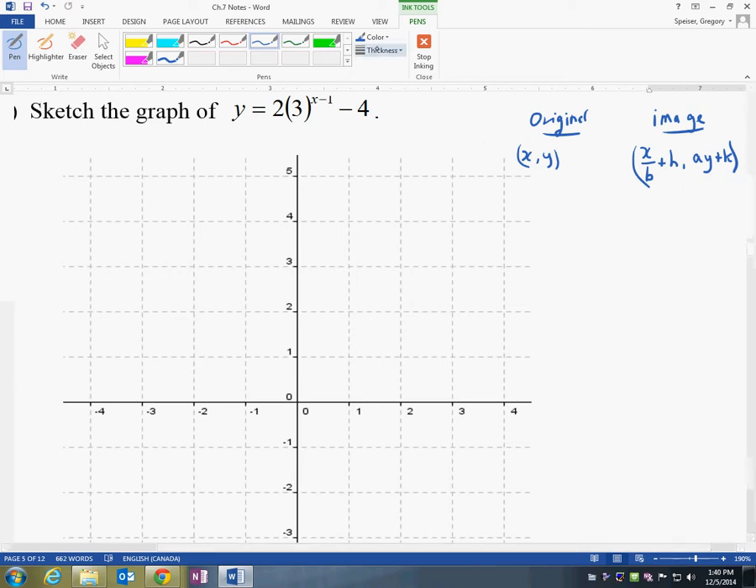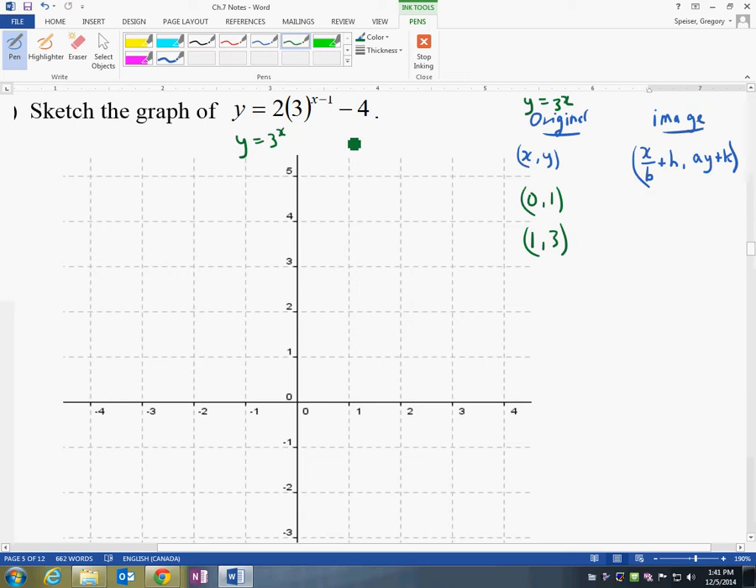So in this case, our parent function would be y is equal to 3 to the power of x. And 2 points that we would know right away would be 0, 1 for our original graph, and then we would know 1, 3. So those would be 2 points. So we can apply these transformations to it. So let's figure out what is b, h, a, and k in this question.